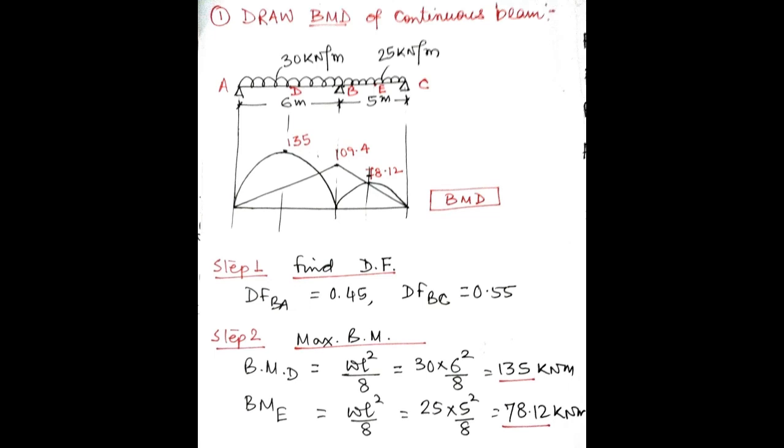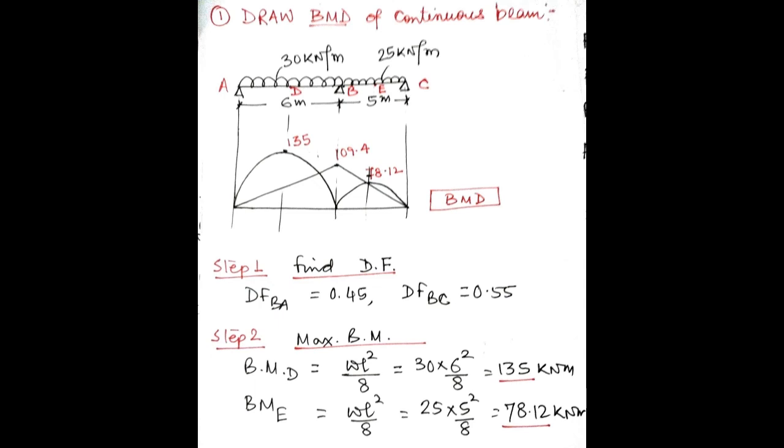So the distribution factor, how to find it out, I have already explained it. So you can see it from problem number 1. I have explained in detail, so please refer to problem number 1. So distribution factor of BA is 0.45 and BC is 0.55. Now the next step is to find the maximum bending moment.